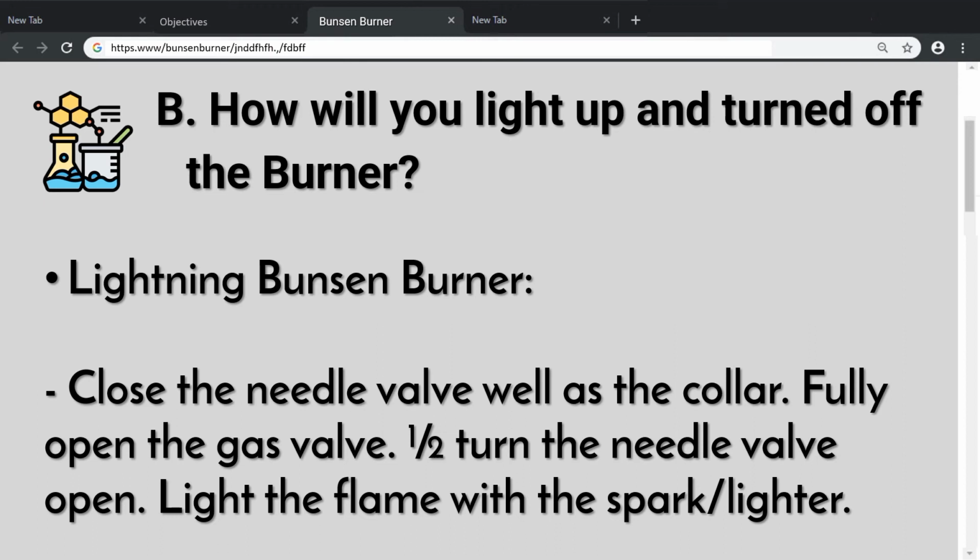Lighting the Bunsen burner. Close the needle valve as well as the collar. Fully open the gas valve. Turn the needle valve a half turn open. Light the flame with a spark or lighter.